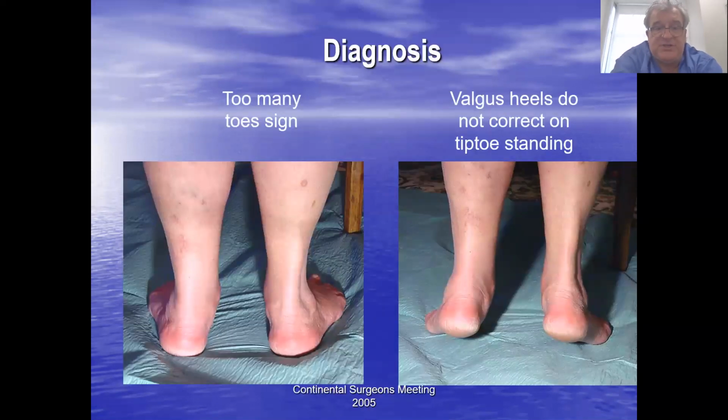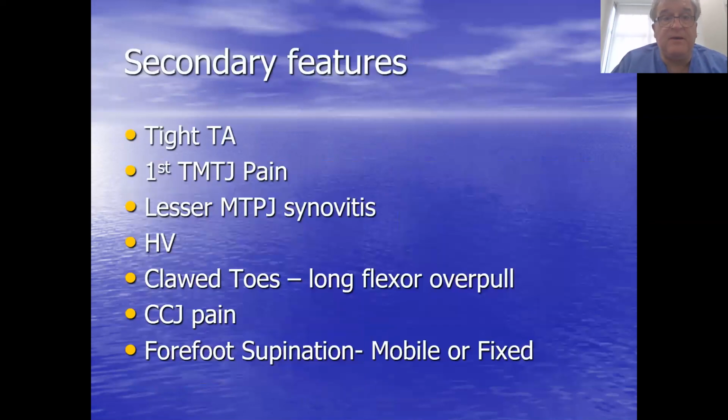Again, on the left, you can see a bilateral too many toes sign with the patient in significant trouble. Here you can see probably slightly worse on the right, but a classic bilateral too many toes sign. And on the double heel raise, neither heel swings into varus. Okay, what are the secondary features?